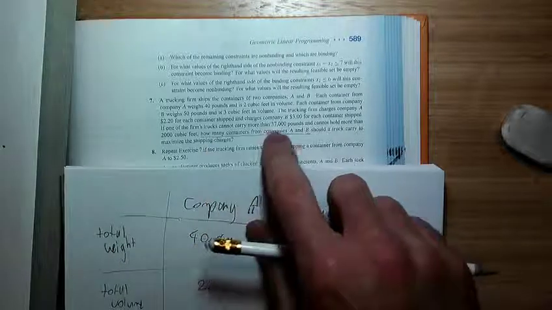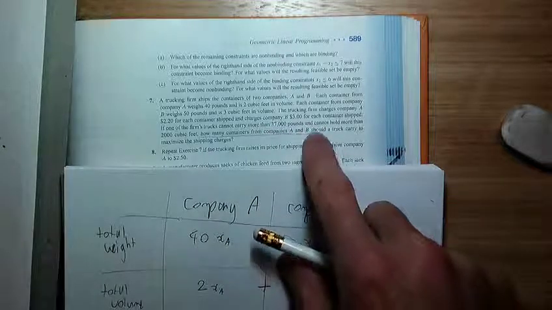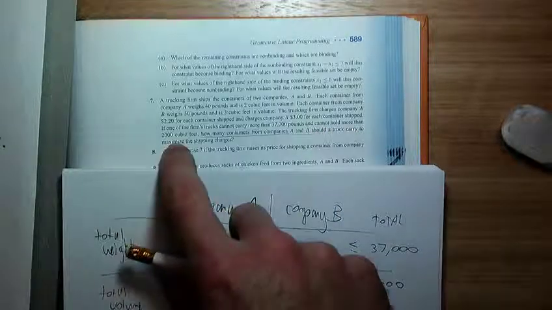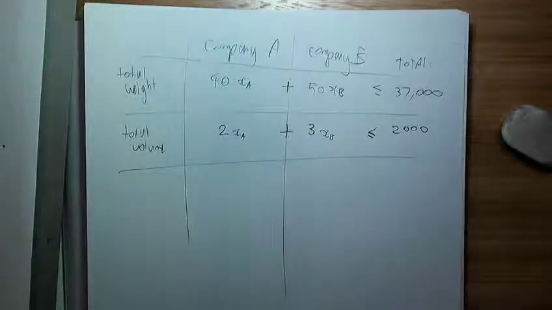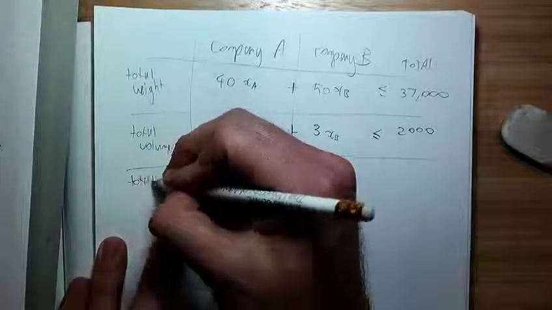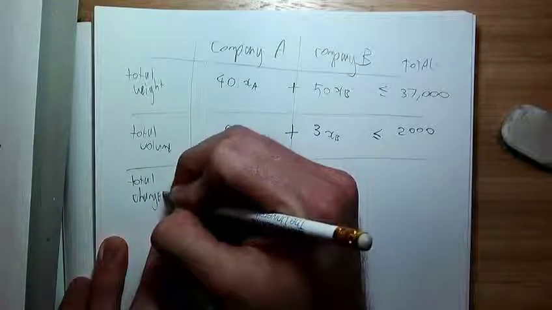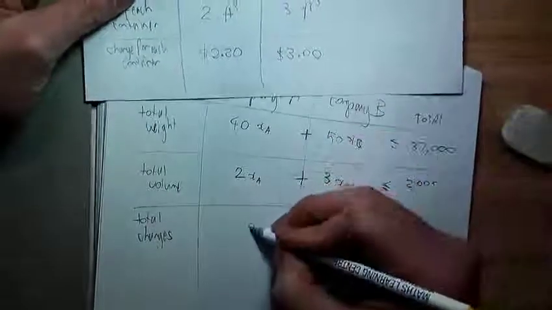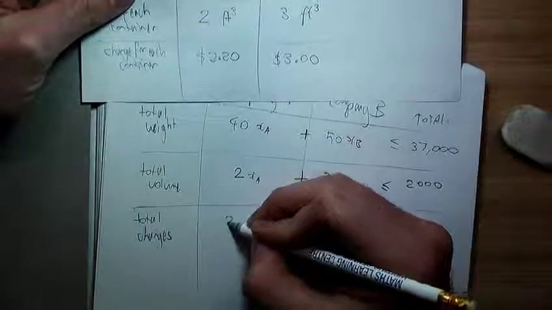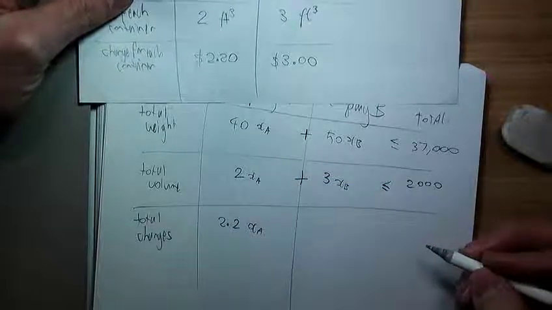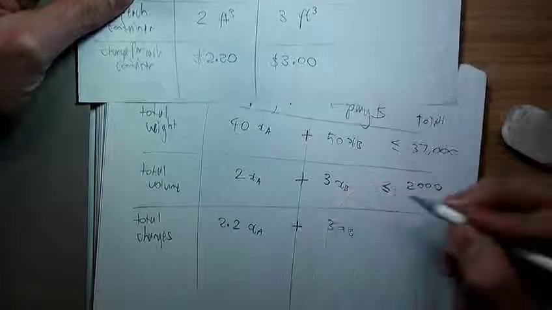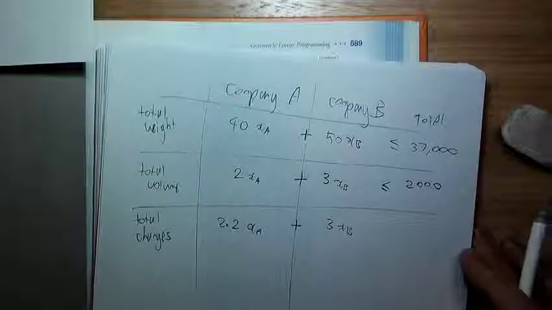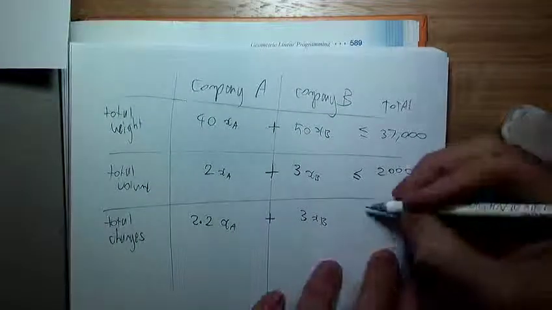How many containers from companies A and B? We've already done that bit. Should a truck carry to maximise the shipping charges? Total charges. So we've got XA containers and $2.20 from there, and XB containers and $3 from there, and that's the total charges. This is the objective, right?